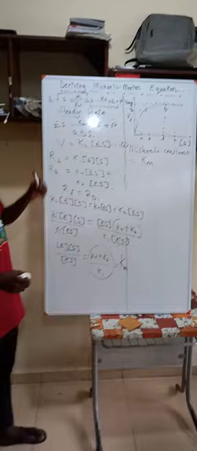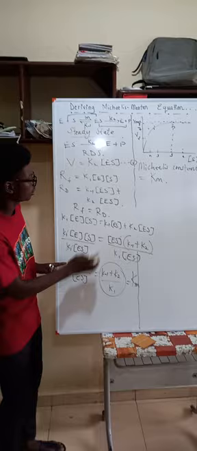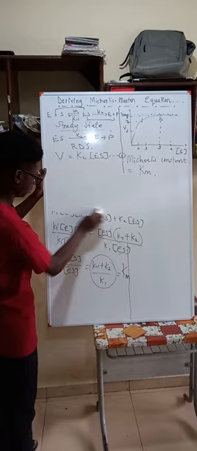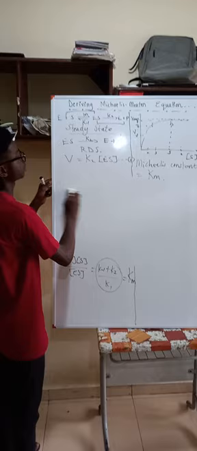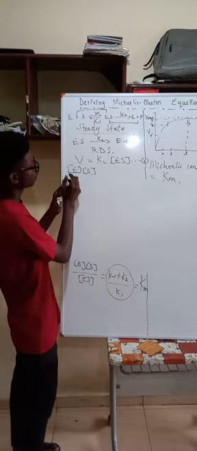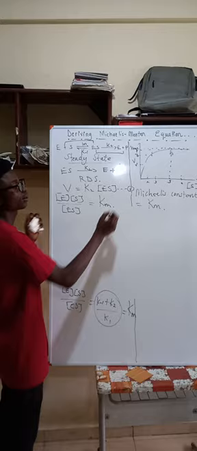Good. I would like to erase this side so that I'm able to continue from there. So let's have this equation. Let's bring this one here. So we have concentration of E, concentration of S all over the complex, and this is given as the Michaelis constant.